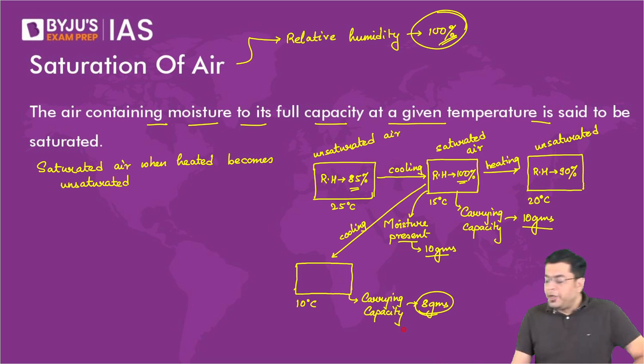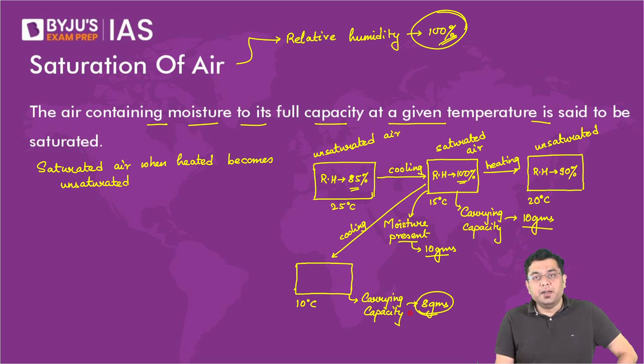So what will happen to the extra 2 grams which was present in the air earlier? Those extra 2 grams will accumulate as condensates. They will start condensing into liquid water droplets. So with the reduction in carrying capacity, the extra vapor here refers to more than the carrying capacity.